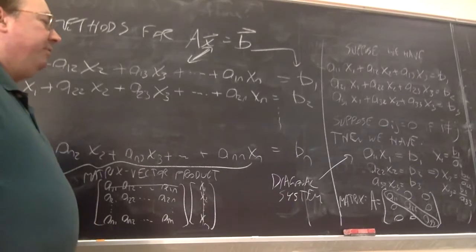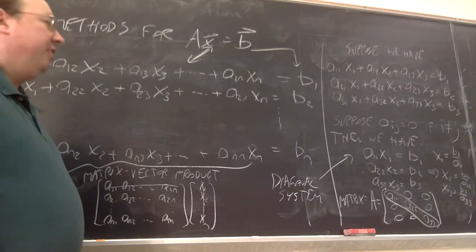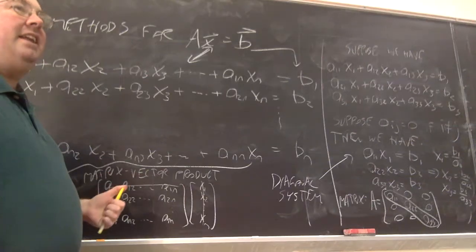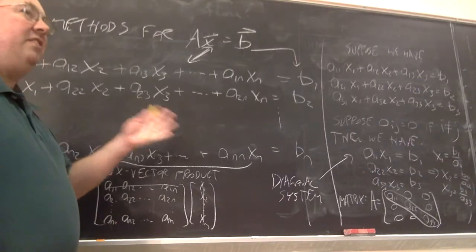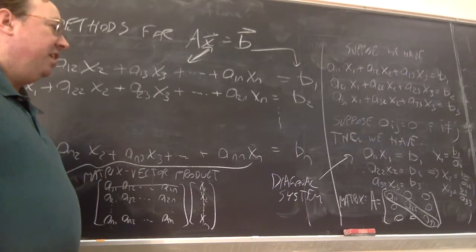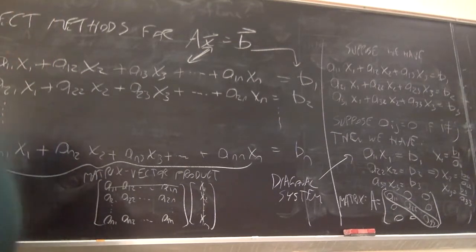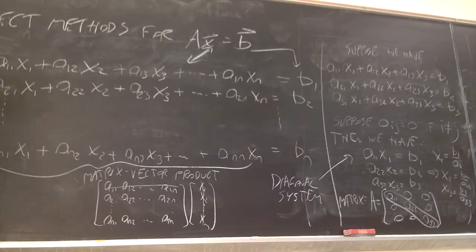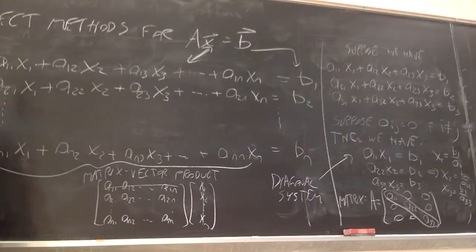Now, this goes to one of the homework problems. If we have an n by n system of equations like this that is diagonal, then how many arithmetic operations do we need to perform to get the solution?